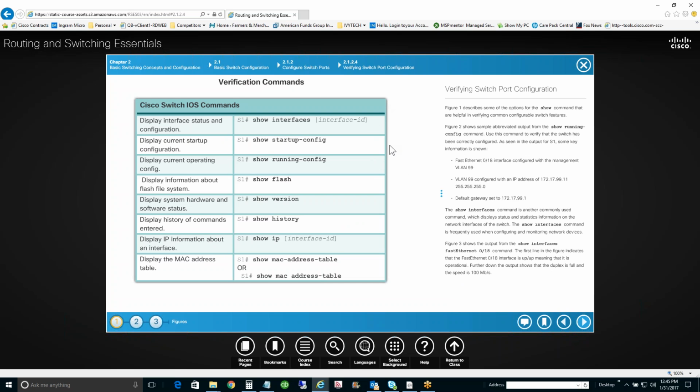And they get into switch port configuration and some of the verification commands that are out there. You really need to know these and understand them and what is contained in each, because you do get tested heavily on those in the chapter exams and also on the final.